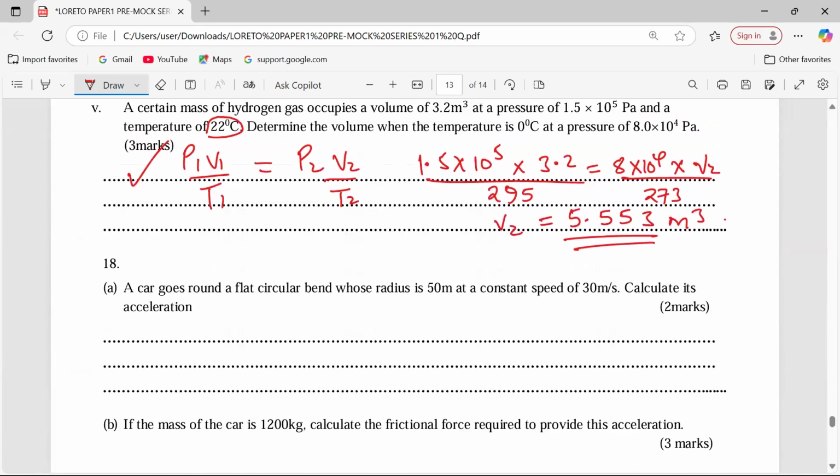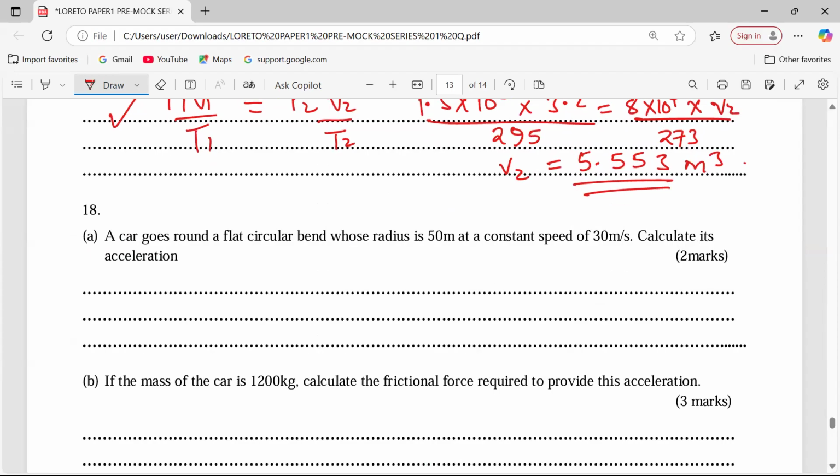Number 18. We are almost concluding. In number 18, we are told that a car goes round a flat circular bend whose radius is 50 meters at a constant speed of 30 meters per second. Calculate its acceleration. This one should now be called centripetal acceleration, because even if the speed is constant, the car is said to be accelerating. So centripetal acceleration is given by V squared over R. So 30 squared over 50, and this gives us 18 meters per second squared. That is the centripetal acceleration.